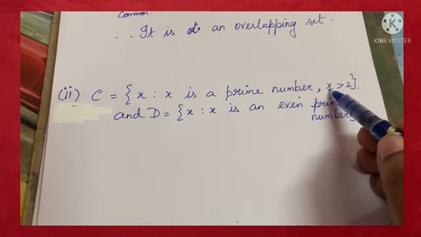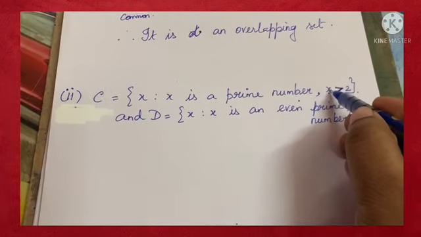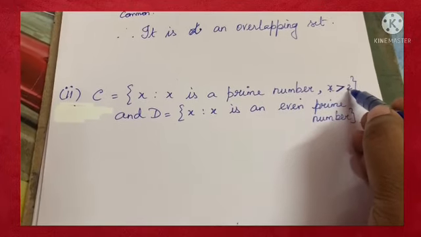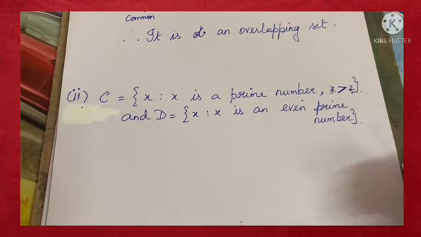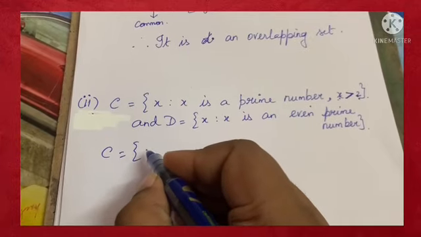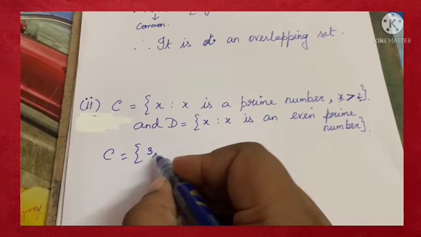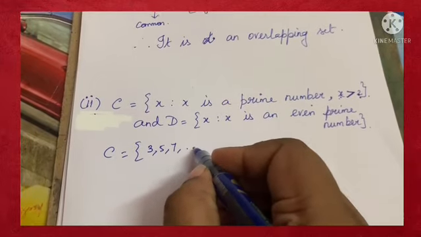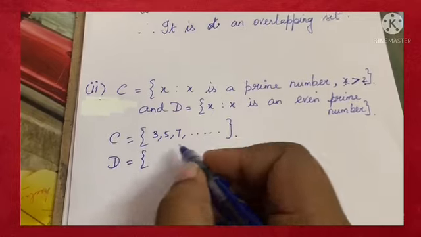That X should be open towards X. It means it is more than 2. Okay, my X value is more than 2, so obviously you will have more numbers. C is a set of prime numbers more than 2, which means 3, 5, 7 and so on. So it cannot be counted.